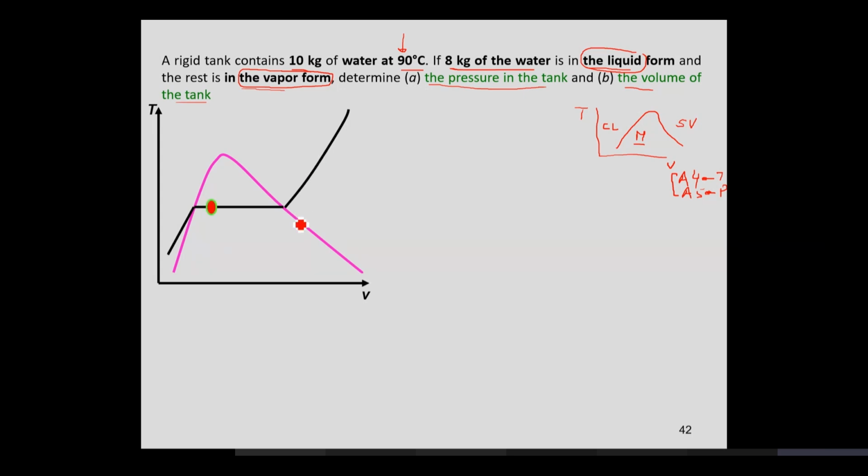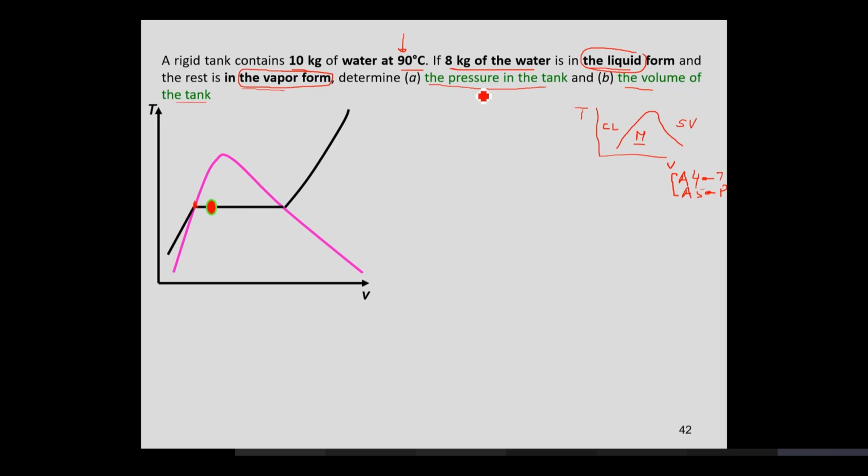This is your state where most of the system contains liquid and the rest of it is vapors. 8 kgs in liquid and 2 kgs in vapor. And you see the state is closer to the saturated liquid state. Why? Because you have most of it in the liquid form.